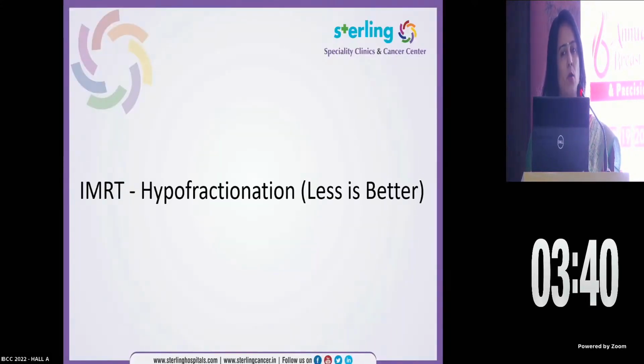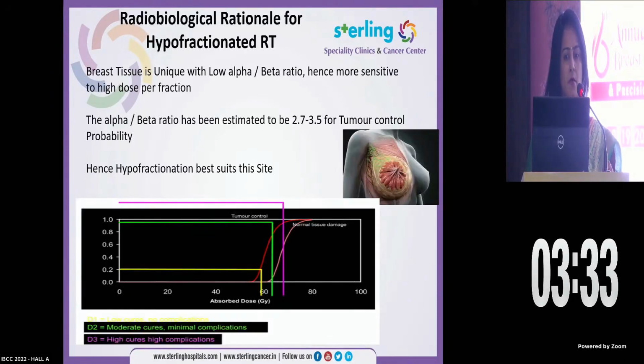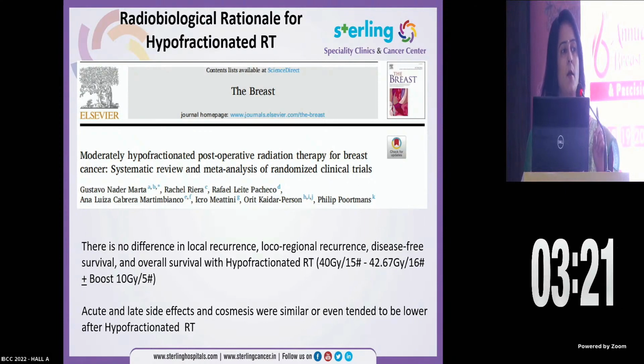Now, when I talk about IMRT, one more advantage we get with IMRT is hypofractionation. We are in an era where we try to say less is better. We have seen that even breast tissue has a unique alpha beta ratio, and that is why it is quite sensitive to high dose per fraction. There we can dare to give more than the conventional 2 gray. That is why many centers with good advanced machines are doing hypofractionation, giving radiation for only 15 or 16 fractions, depending upon institutional policy, as compared to the routine 25 fractions that went up to 5 weeks.